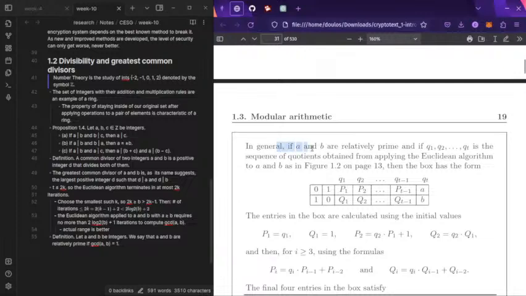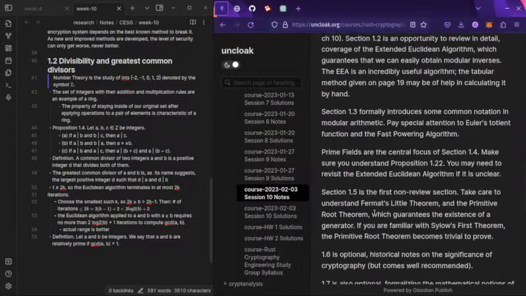So in general, if A and B are relatively prime, so they have to be relatively prime, and if Q1, Q2, all the way to Qt is the sequence of quotients obtained from applying the Euclidean algorithm to A and B, as in figure 1.2 on page 13. So again, you do the Euclidean algorithm, you get all of your quotients.